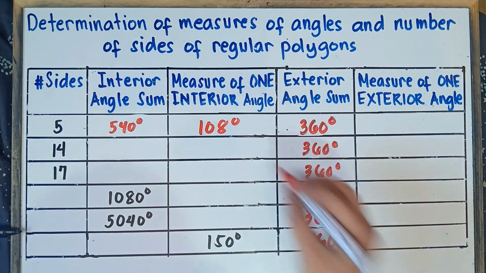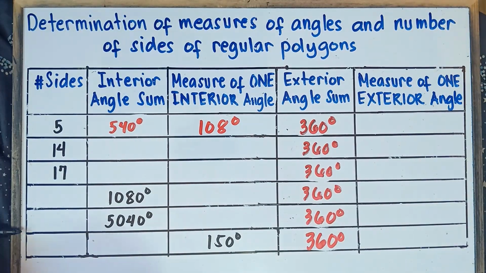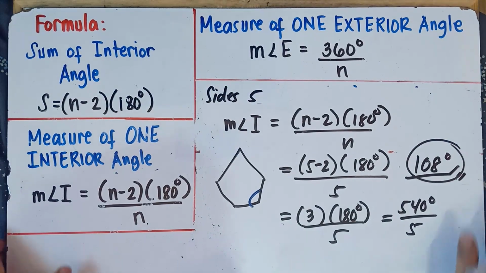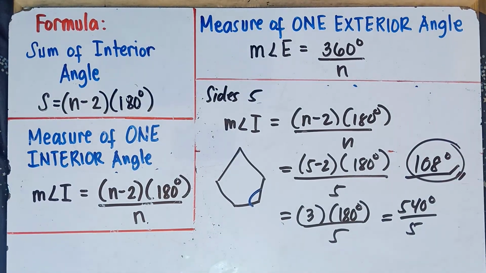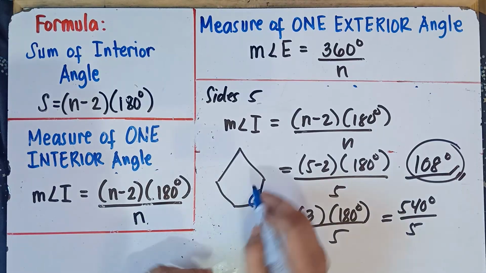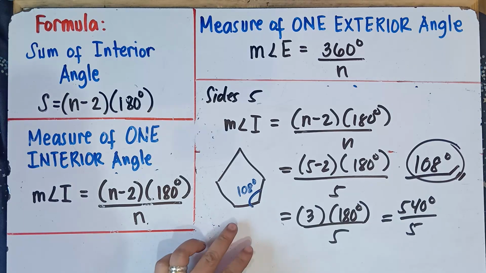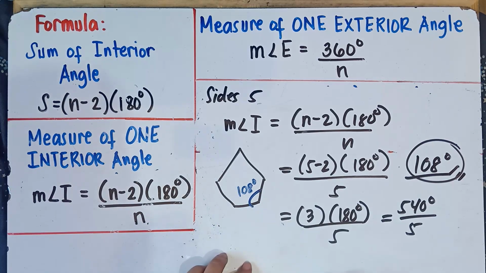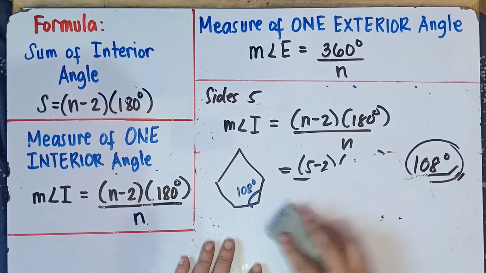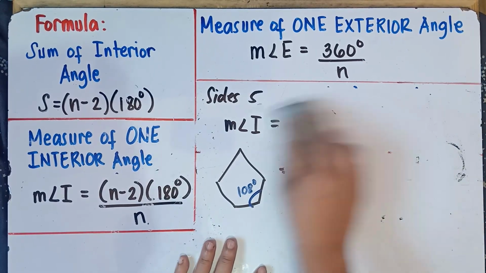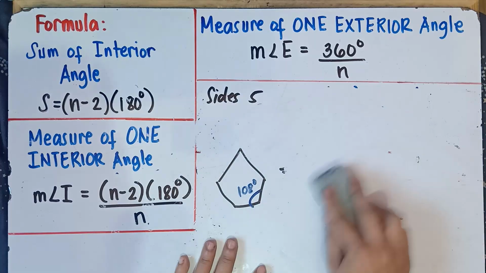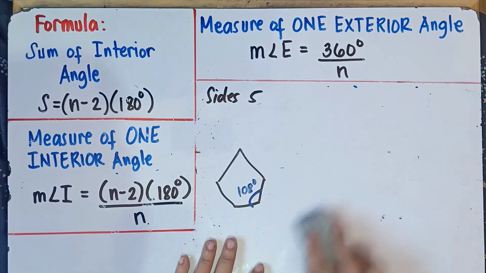Now to find the measure, class, of one exterior angle. Let me explain this one, class, because we do have a shortcut for this. Once again, this is 108 degrees, right? Measure of one interior angle, that would be 108 degrees. Let me erase this one, class. If you are given an interior angle or exterior angle, there is a shortcut way.